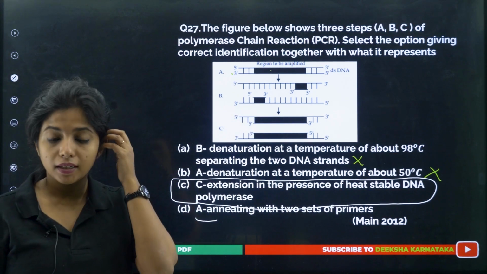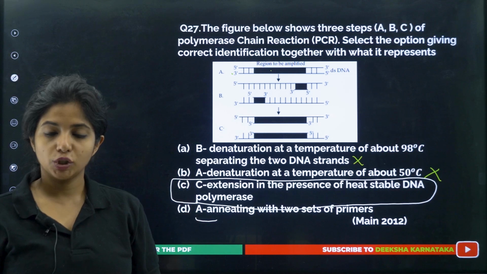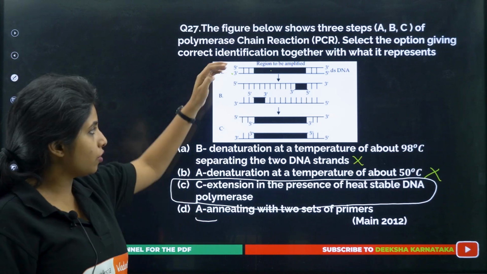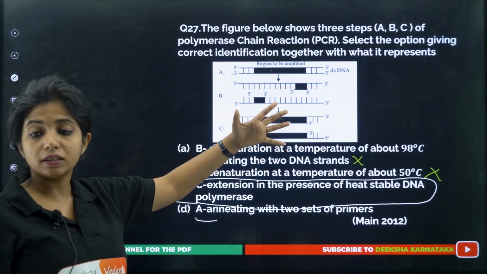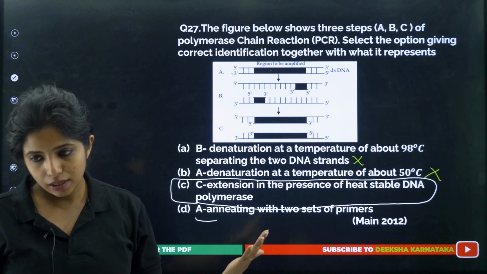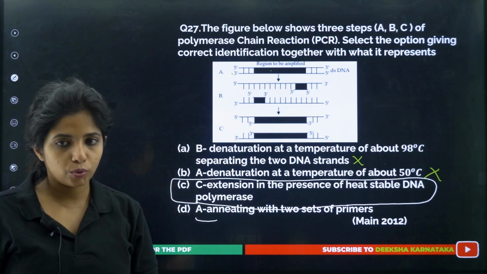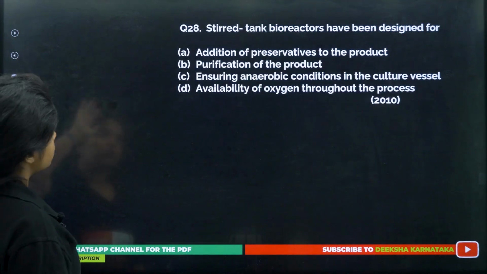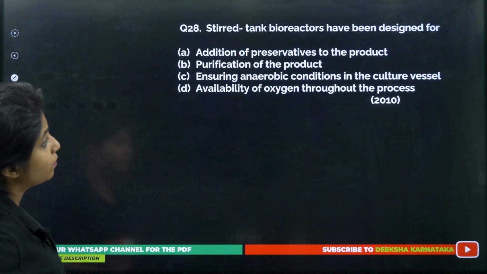Okay, this came in May 2012, 27th question. If you're not aware about denaturation, what temperature takes place, or annealing or extension, you're not aware about the picture, you won't be able to answer this. You have to go through things. Okay. Next question. Stirred tank bioreactors have been designed for.